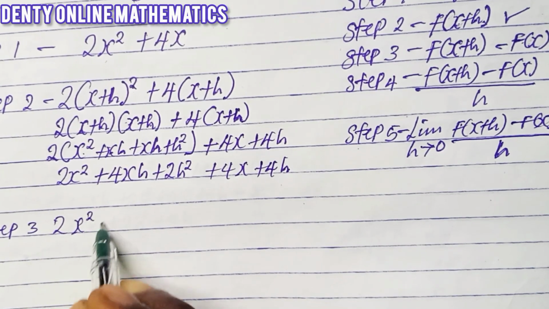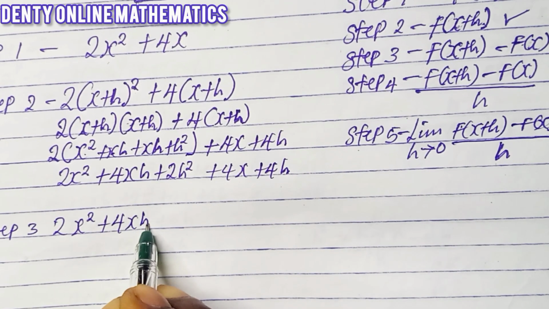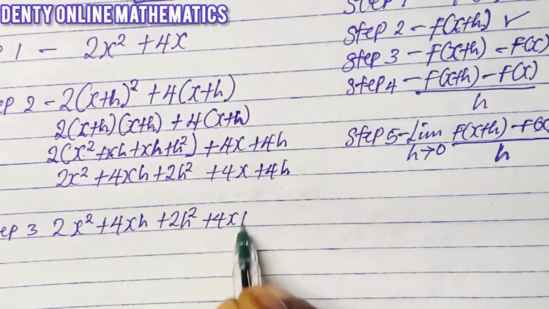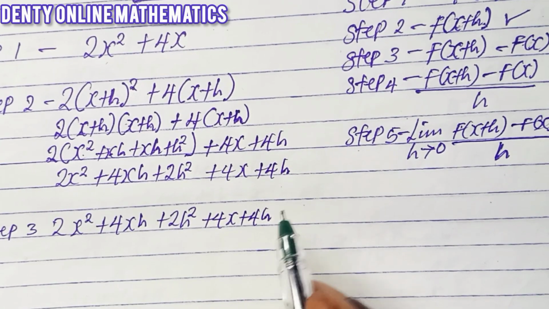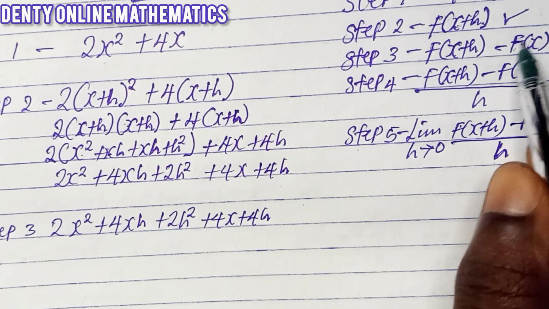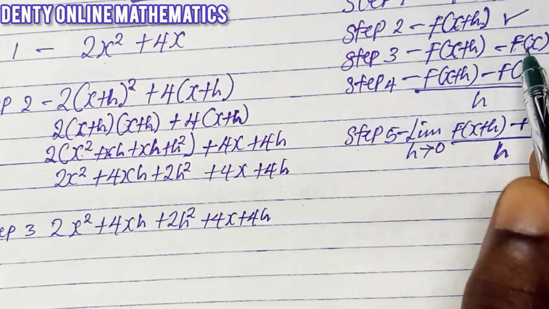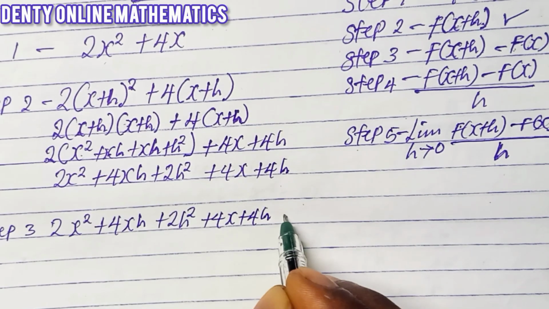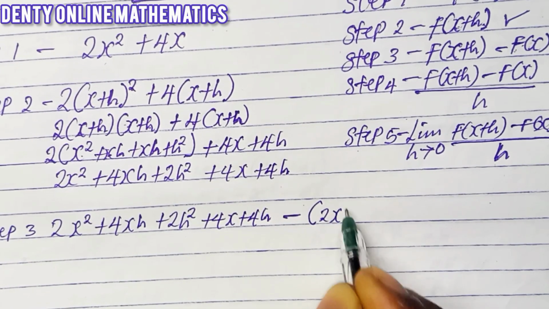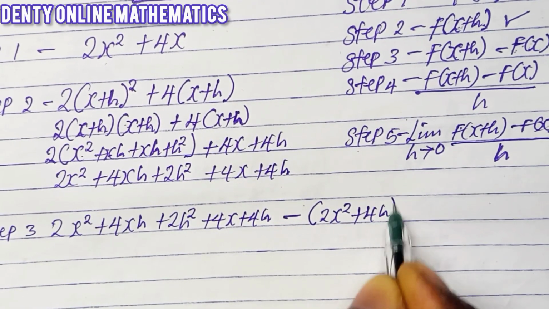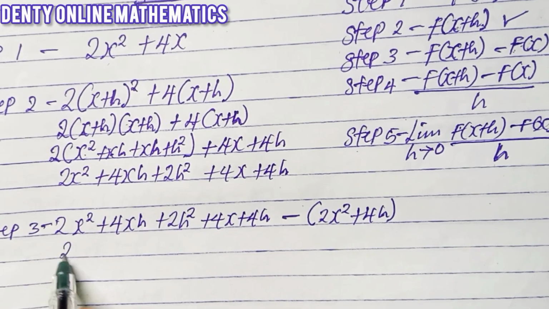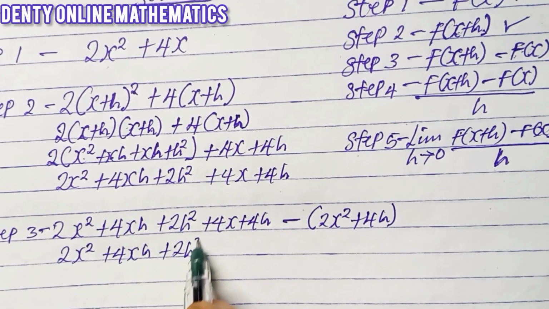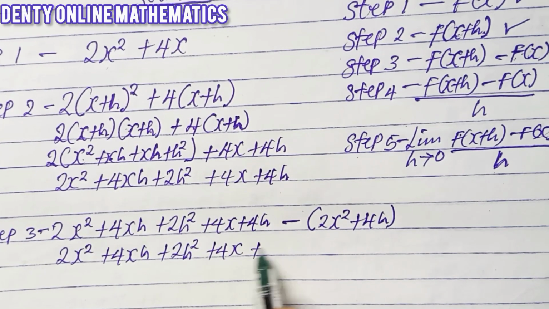2x squared plus 4xh plus 2h squared plus 4x plus 4h. Now let's look at what step 3 says. We are going to subtract f of x from it. And remember from our question that our f of x is what? 2x squared plus 4x. So you are going to subtract minus 2x squared plus 4h. Now proceed further. You are going to have 2x squared plus 4xh plus 2h squared plus 4x plus 4h.